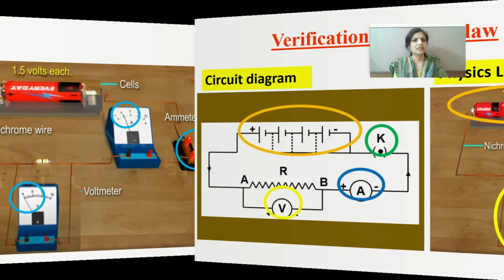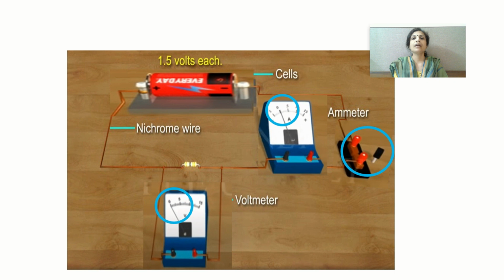Have a look at this circuit diagram. You can make out that one cell is connected in the circuit. Alright, and if you see this, the plug key is out.